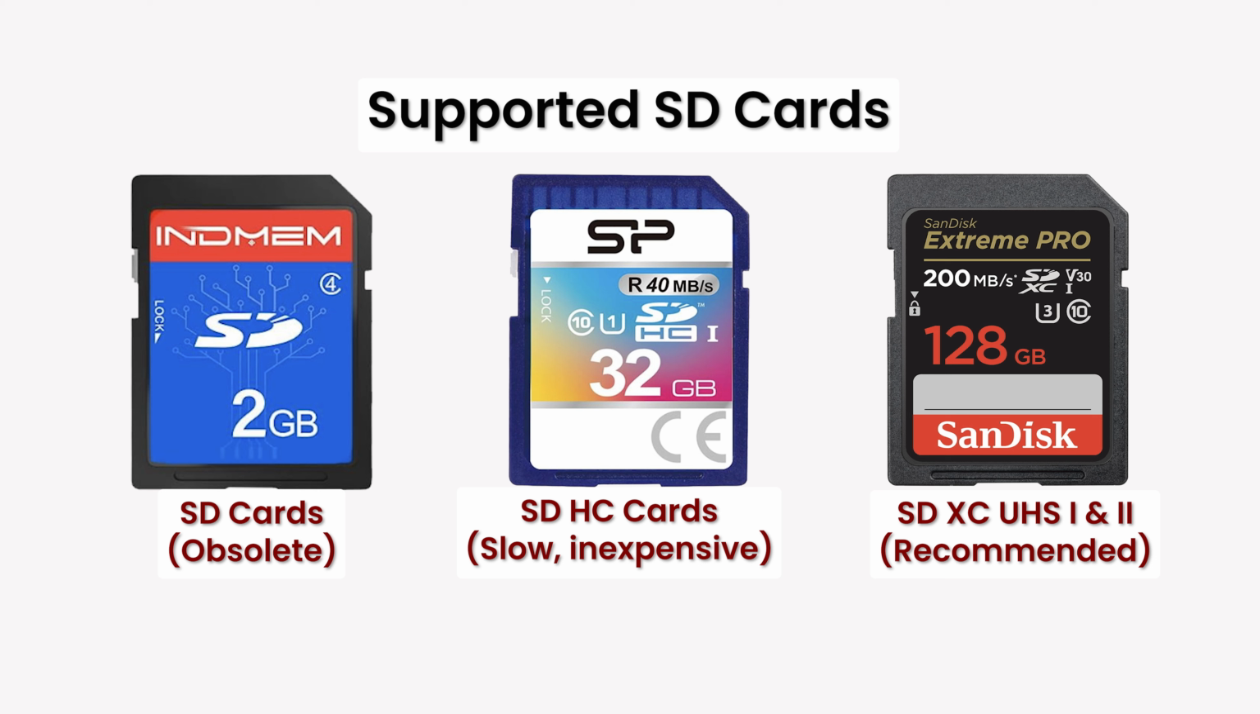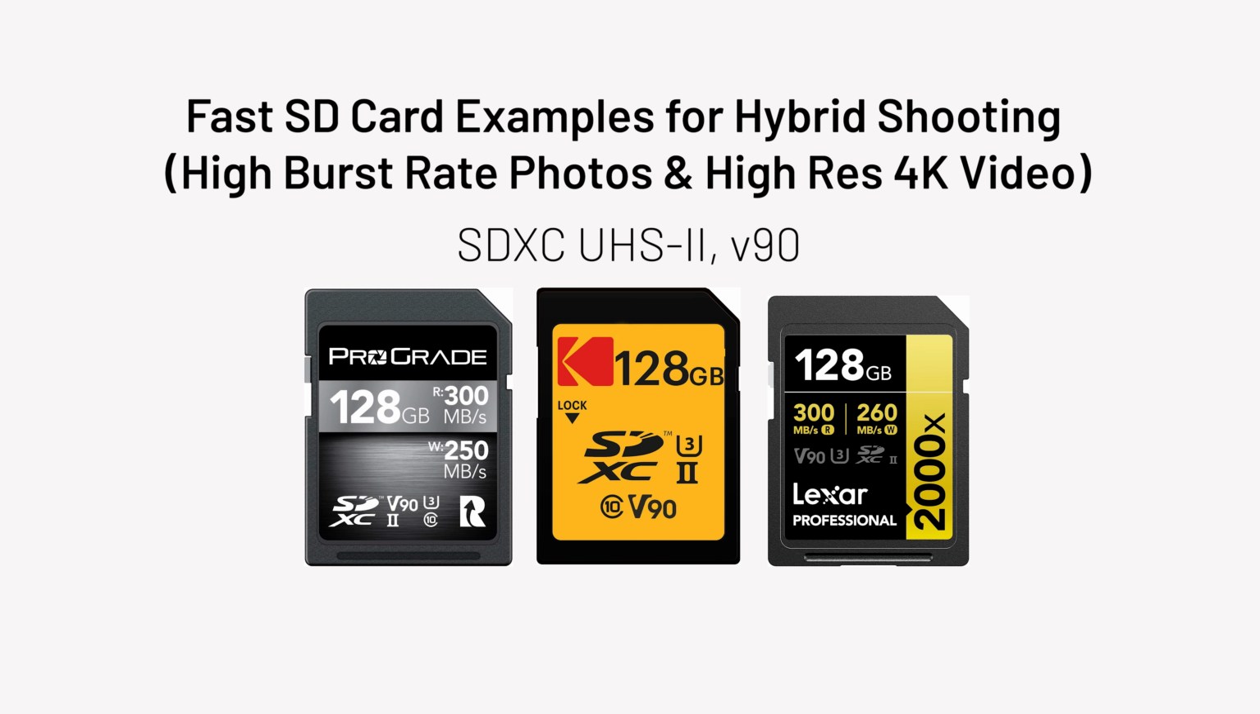What I would recommend is just buy the fastest card that you can afford, and that would be in the SDXC card range. The reason I would recommend that you buy the fastest card that you can afford is that if you do hybrid shooting, that means shooting photos and also doing video, the slower cards might not be able to function when you are doing high resolution 4K video.